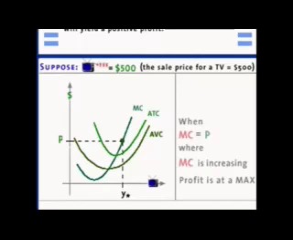Now, however, we're going to ask ourselves, when this firm is doing the best it can, how well is it actually doing? Is it making a profit? Is it making a loss? How is this firm doing? Well, in order to answer this question, let's again think about profit. Profit is total revenue minus total costs.